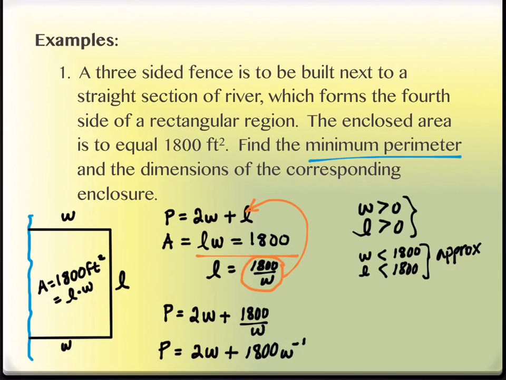Okay, we're going to finish up this problem by answering the question that was asked. Just because we found W equals 30 doesn't mean we've answered the question. It wants us to find the minimum perimeter and the dimensions of the corresponding enclosure, and 30 is neither one of those things. So, if W is 30, like so, what will the L be?